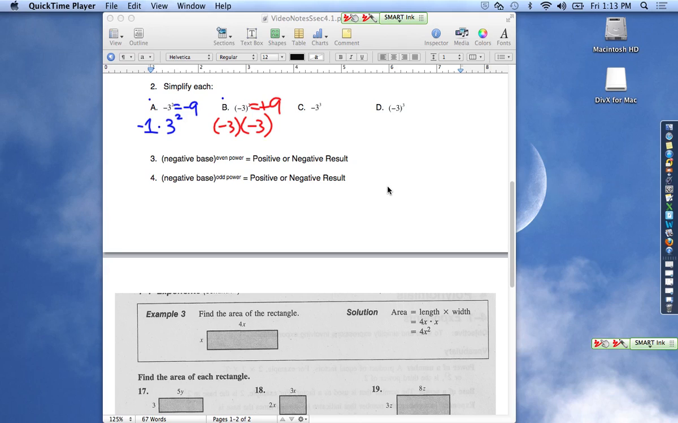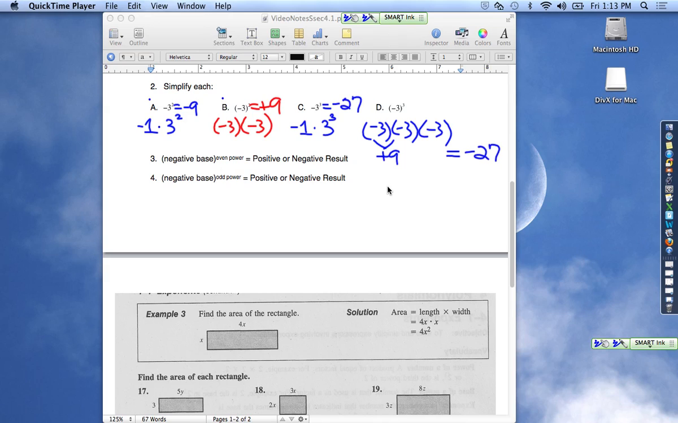In part C, I have -3 raised to the third power with no parentheses. So you can think of this as a -1 times 3 cubed, giving you a result of -27. In part D, the negative sign is inside the parentheses, and I'm cubing it. So I have -3 times itself 3 times. The first time I multiply, the first pairing, that gives me a +9. But then I have a +9 times a -3, giving me an end result of -27.